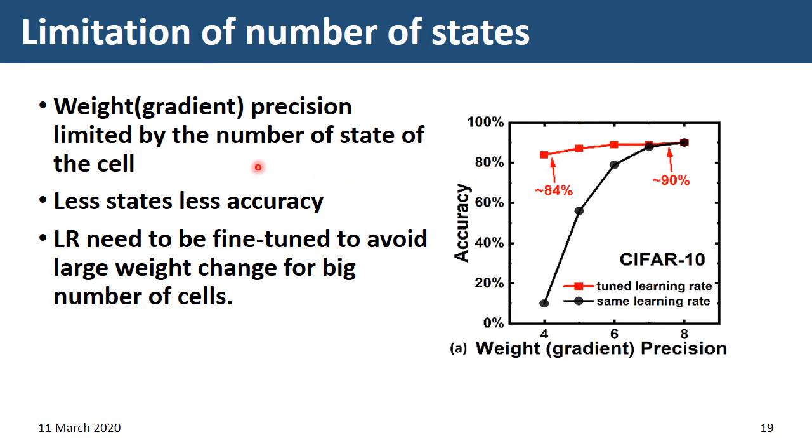And then we consider the limited number of states of the device. Here you can see that with the decrease of the device precision from 8 bit to 4 bit, the accuracy will drop quickly. But if we fine tune the learning rate, then we can still achieve reasonably good accuracy, even when the device precision is 4 bits.